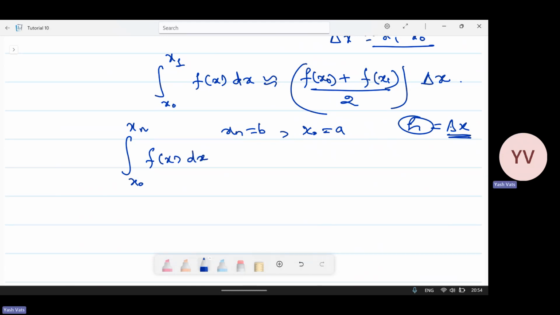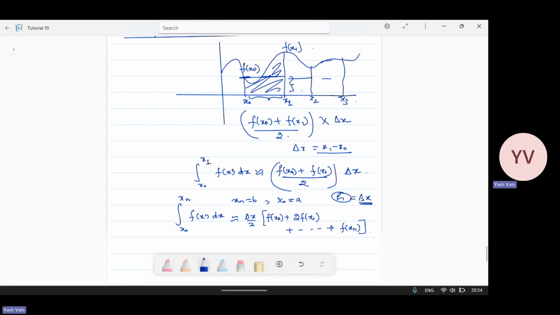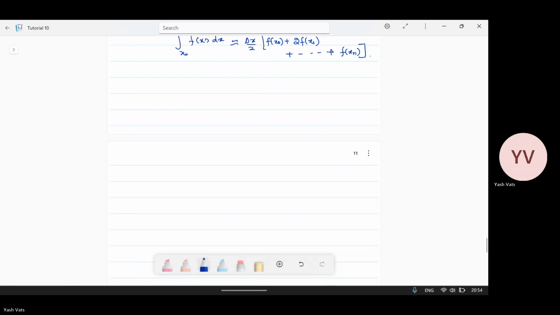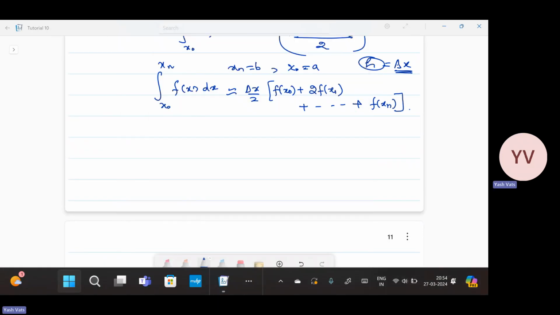So it can be written as del x by 2 in general, f(x0) plus 2 f(x1) plus and so on, plus f(xn), right? Yeah, so this is done. So you have to use this formula here.